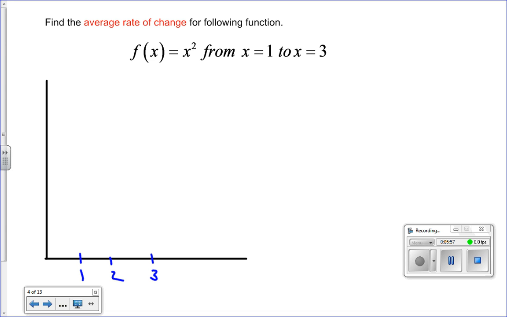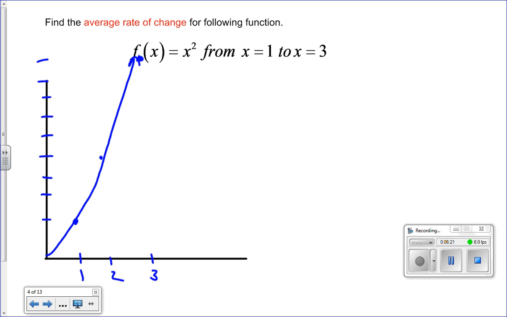Let's see, from x 1 to 3. So 1 is going to be 1 squared, which is just 1. All right, so 2 squared is 4. Let's go 1, 2, 3, 4, 5, 6, 7, 8, 9. And then 3 squared is way up here. So remember, this is a quadratic function. It's a parabola. It's going to be curved.